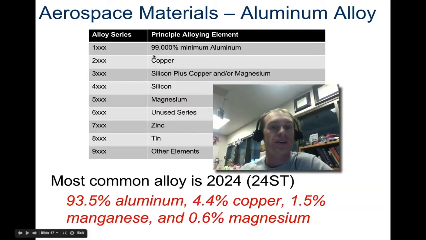So here's a couple different alloys. There's actually nine of them, and you can see that they're labeled just by these numbers. So if it's a 1000 series, it's 99% pure aluminum. If it's a 2000 series, it has copper in it. Here's an example of that. The most common alloy is 2024, and it has 4.4% copper. That's the most common secondary element besides aluminum. So these different series will show you what type of aluminum alloy that it is.